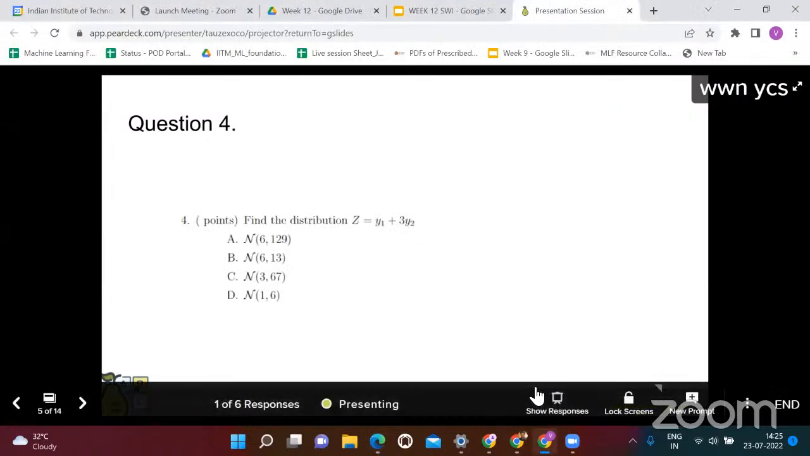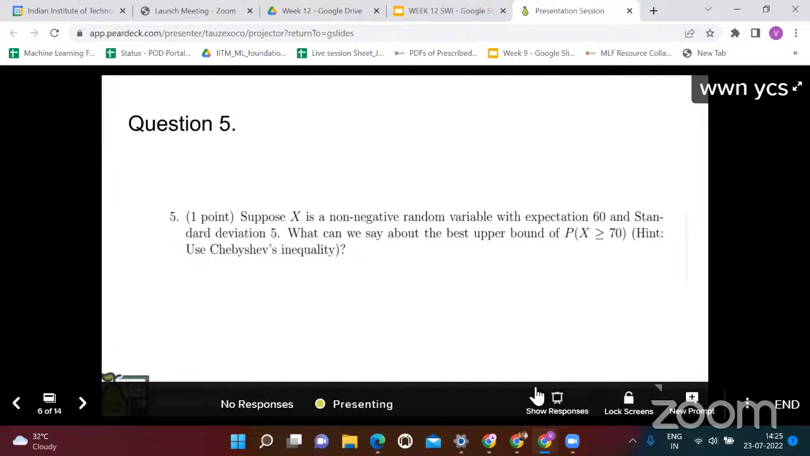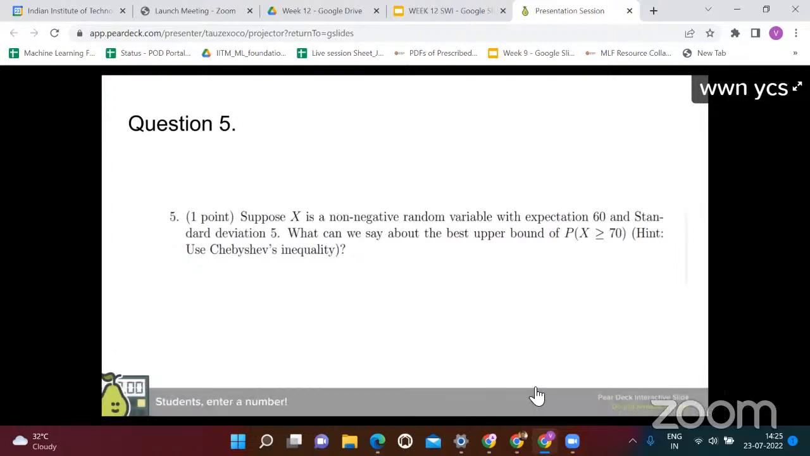Now we'll move to the next question. The fifth question is, yeah, this is the fifth one. We need to use the Chebyshev inequality to solve this. Suppose X is a non-negative random variable with expectation 60 and a standard deviation of 5. What can we say about the best upper bound for the probability X greater than or equal to 70? We need to use Chebyshev.